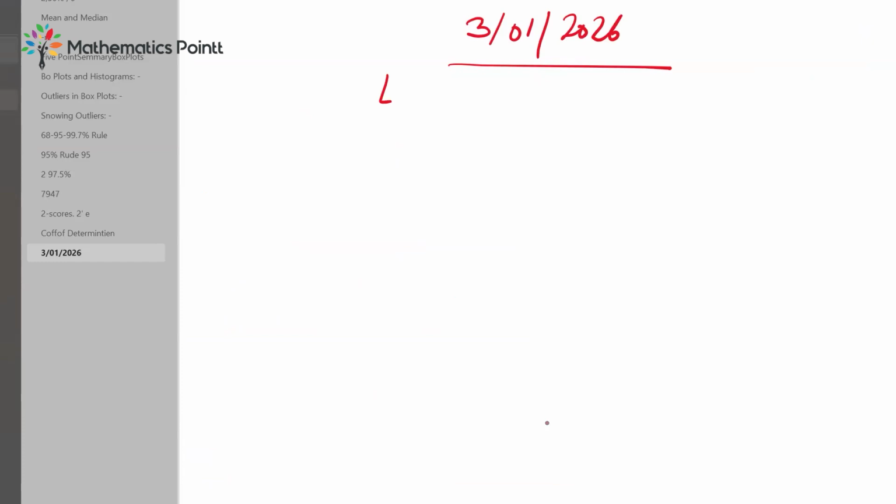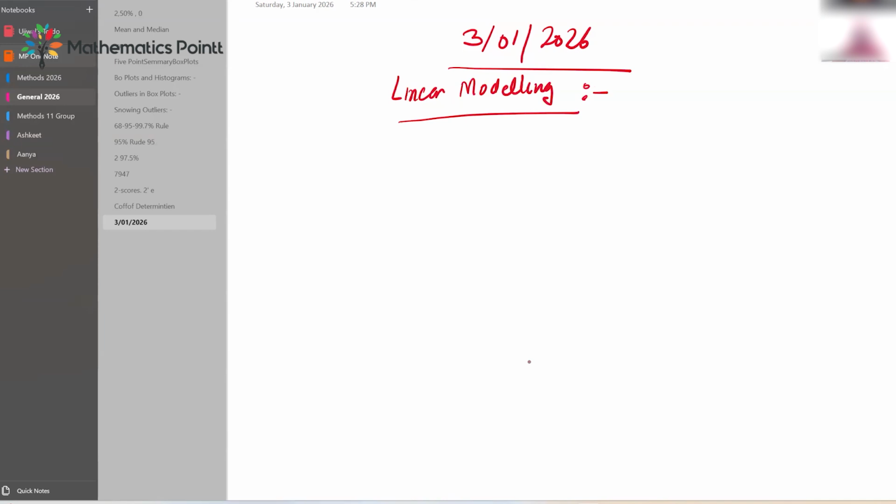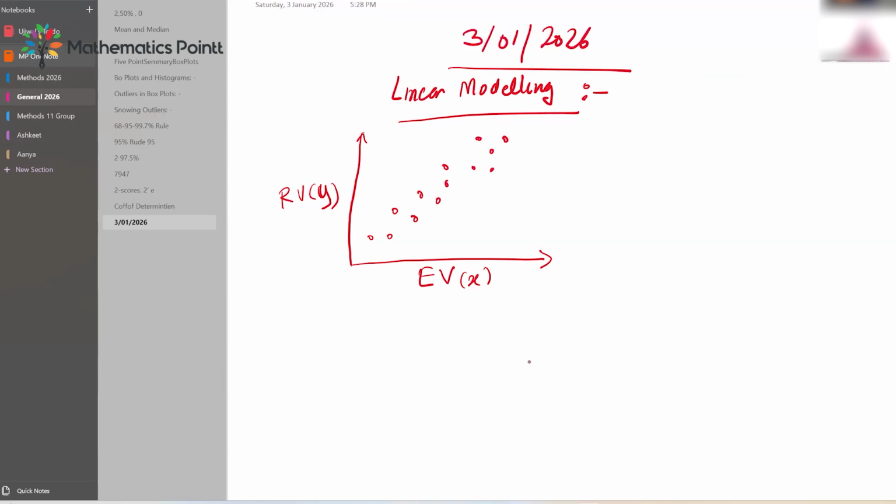What we are going to learn today is something called linear modeling. When we talk about linear modeling in general, we know that when we create a scatter plot between the explanatory variable, EV, which happens to be my X, and my response variable, which happens to be my Y, I can get something like this.